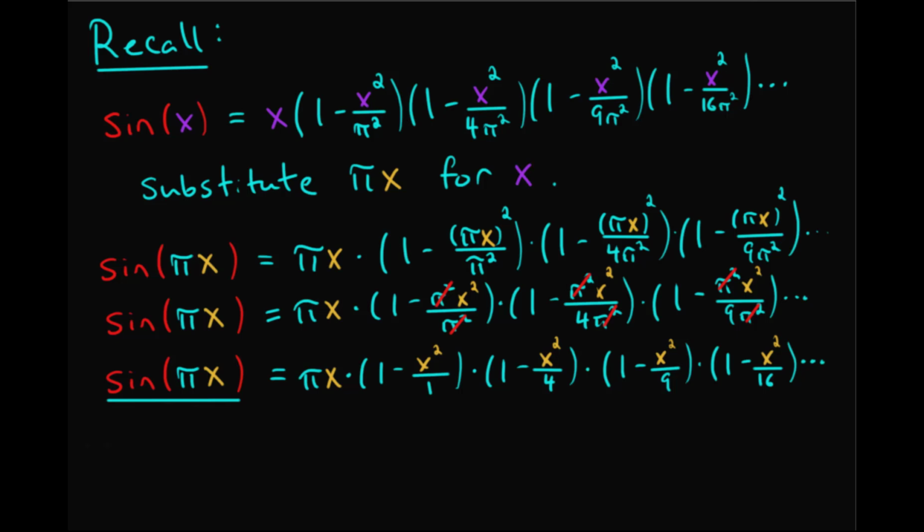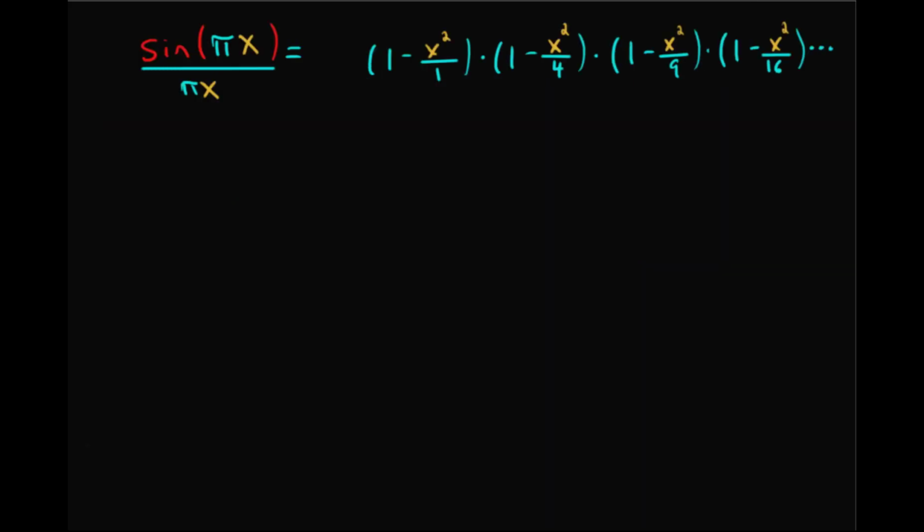And then I just want to get rid of that leading coefficient pi x, so I divide both sides of this equation by pi x, and I get sine pi x over pi x equals this infinite product. So now we have this very nice infinite product expression for the function sine pi x over pi x. And I would like to study its properties further by converting this infinite product into an infinite sum. Well, how can I do that? I can do that by taking the logarithm of both sides.